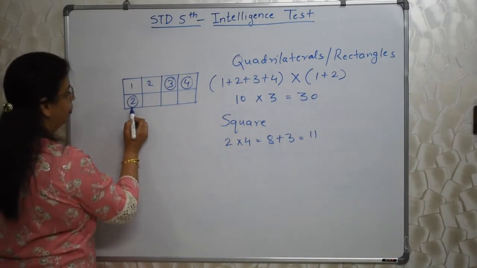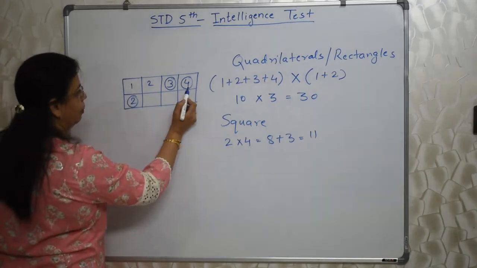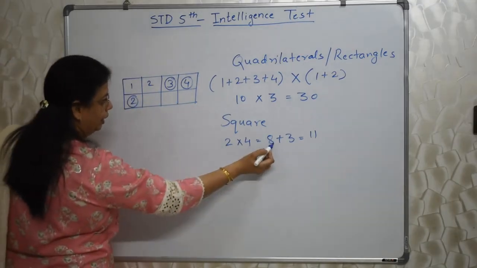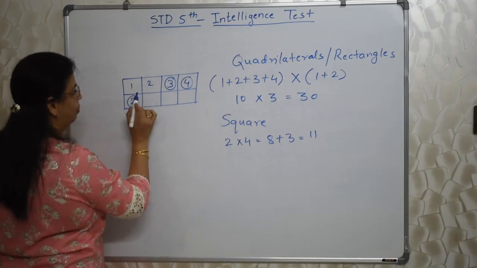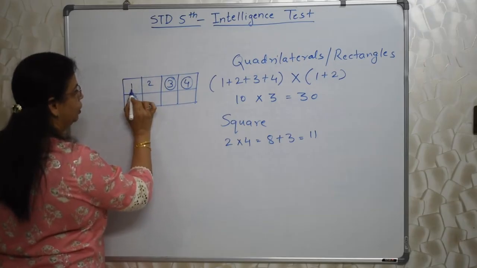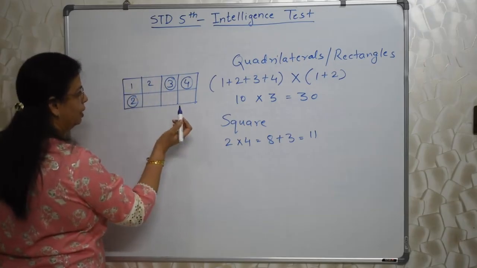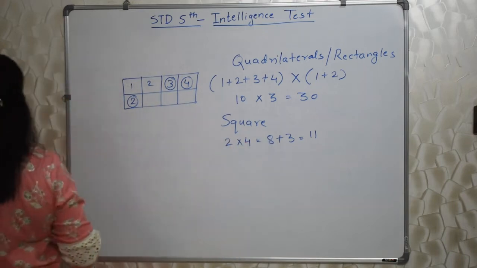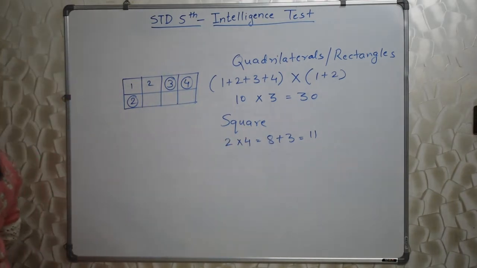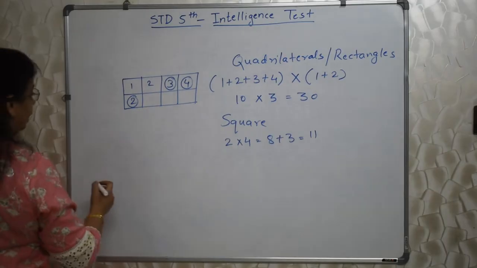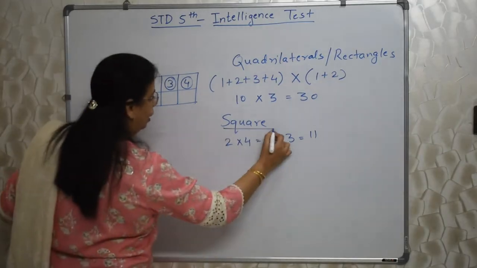See what I did. Standing line maximum was 2. Sleeping line maximum was 4. So I multiplied them. Then from the remaining numbers, which are the remaining numbers? 1, 2, 3. Which one is the maximum? 3. So I added that again. 11. Isn't it easy? And in case they give you, this is for square, remember.